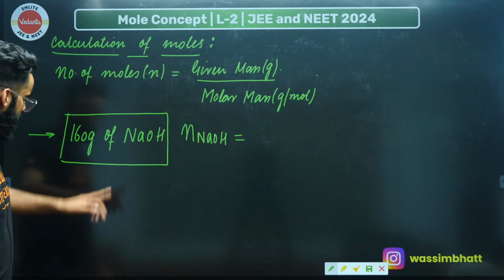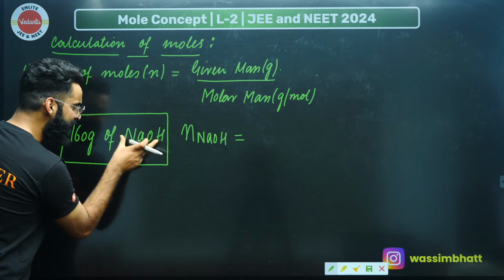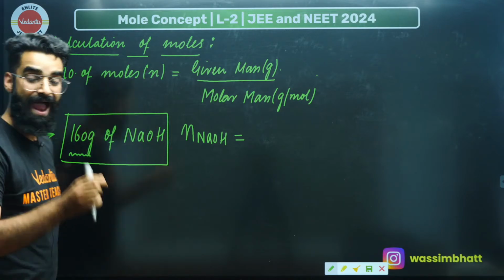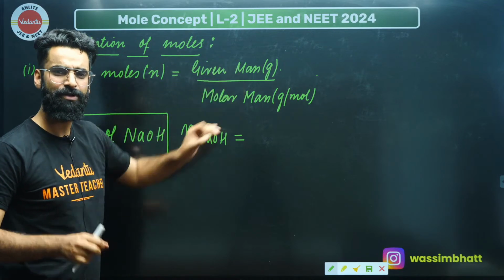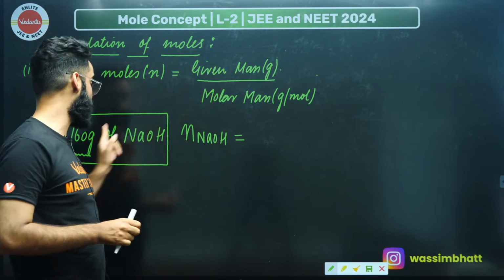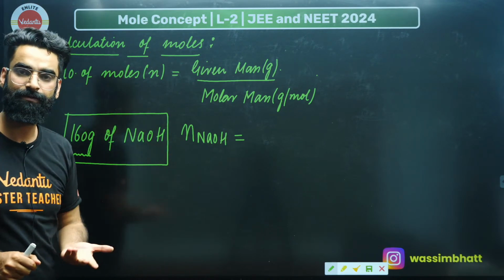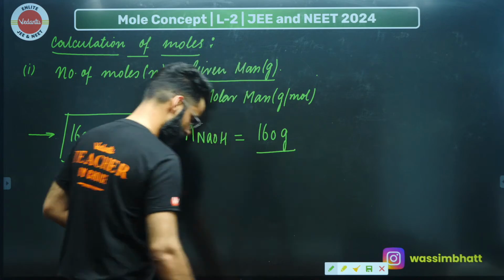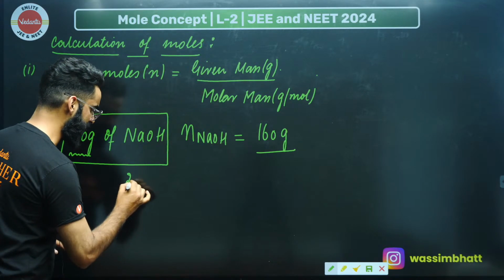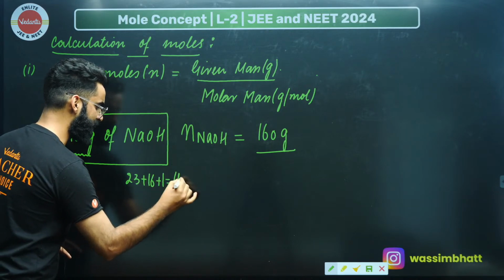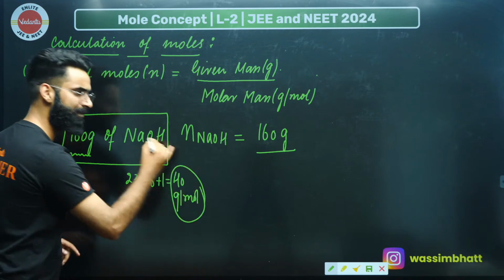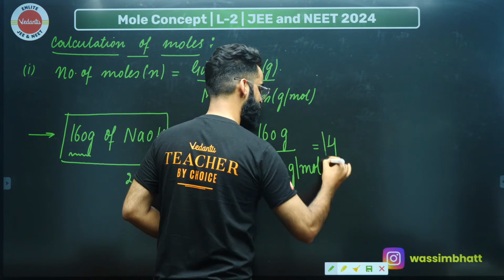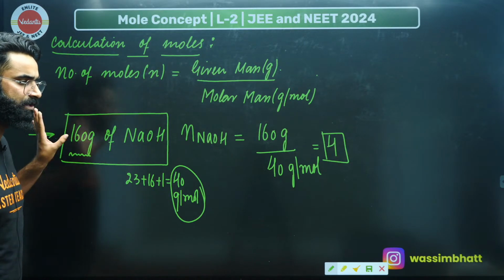Now, my dear people, are we given the mass of this particular substance? Yes, we are. And whenever you are given the mass of the substance, you just need to divide the given mass by the molar mass of the substance to calculate the number of moles. So it's 160 grams divided by the molar mass of NaOH. Sodium has 23, oxygen has 16, hydrogen has 1. So the molar mass of NaOH comes out to be 40 grams per mole. Just divide by 40. The value comes out to be 4. That means there are 4 moles of NaOH present in this container.